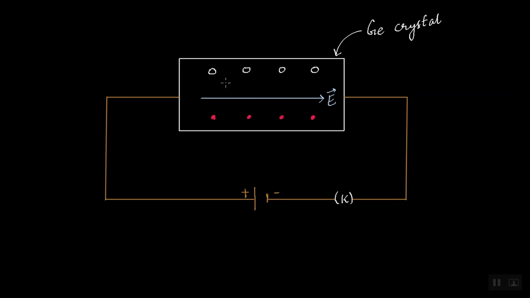So what will happen now? These electrons will be attracted towards the positive end of the cell. Yes or no? So these electrons now will drift in that direction. It's towards the left side. What about the holes? The holes will drift in that direction. So you can see that both the holes and the electrons are in motion, right? The motion of the electrons produces a current, electronic current IE, and the motion of the holes produces the hole current IH. The total current in the crystal is actually IE plus IH.